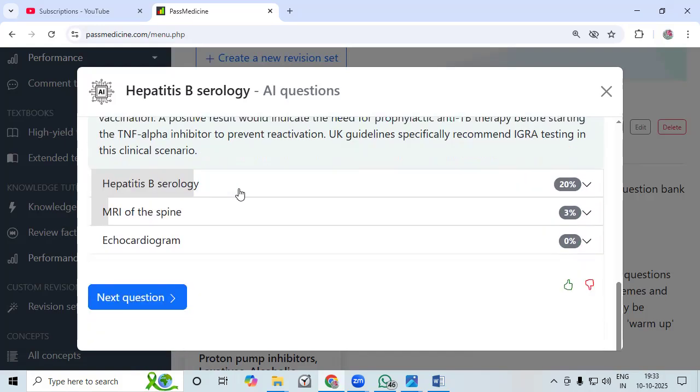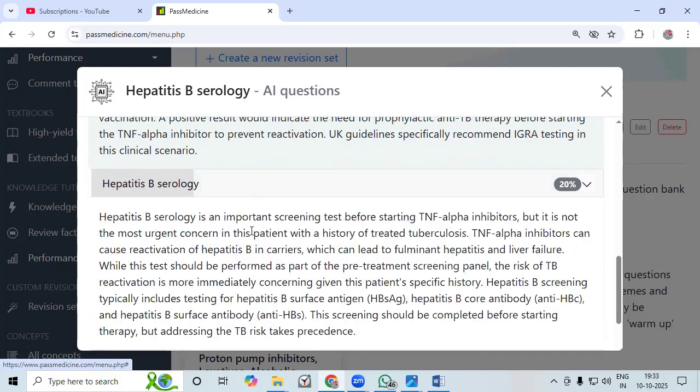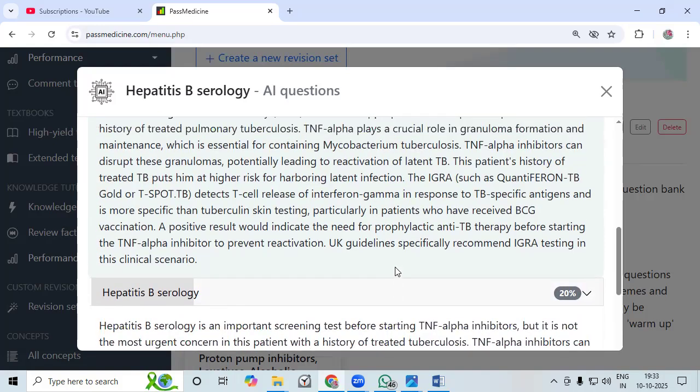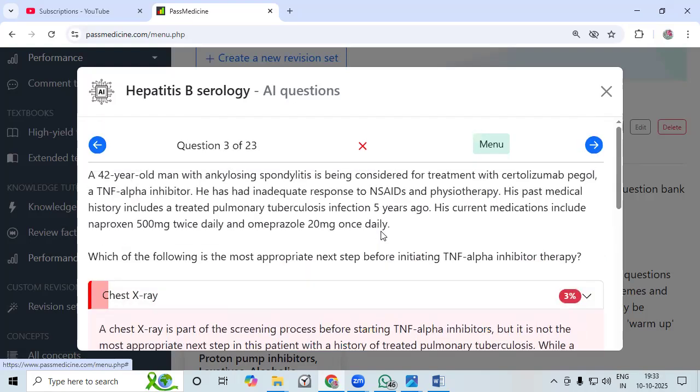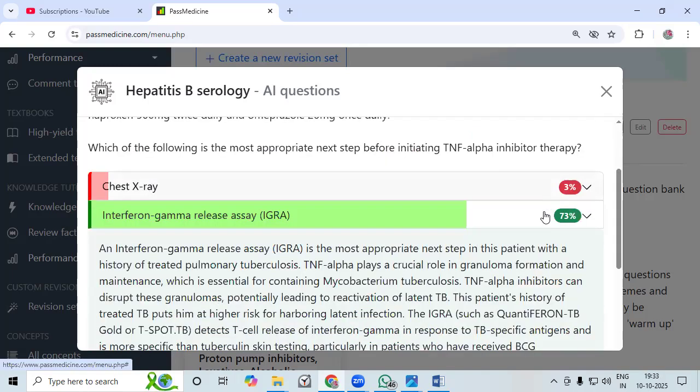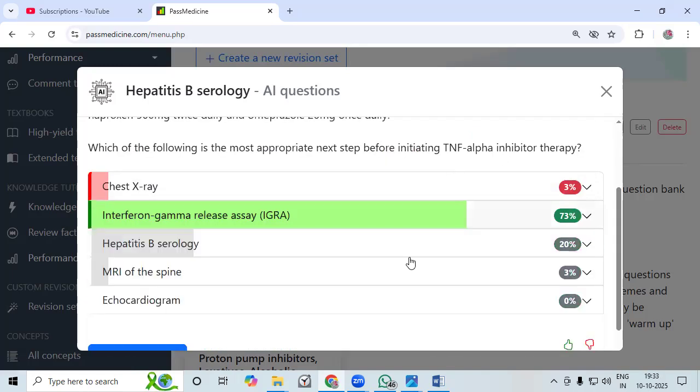Hepatitis B serology is a good test before starting, but it is not the most urgent concern in this patient. I also think we should not screen first, because if we are suspecting it, it could cause reactivation, so it is not useful to do in the first instance. Actually, in TNF alpha or any immunosuppressive therapy, even in rituximab therapy, we usually check Hep B, HIV, and all that. So that is a baseline.